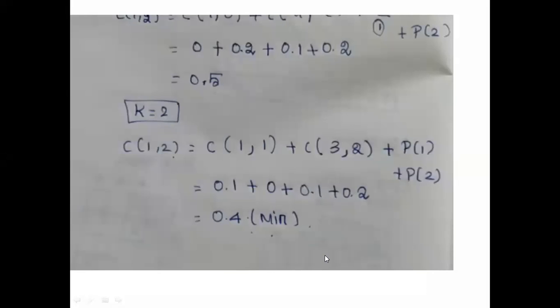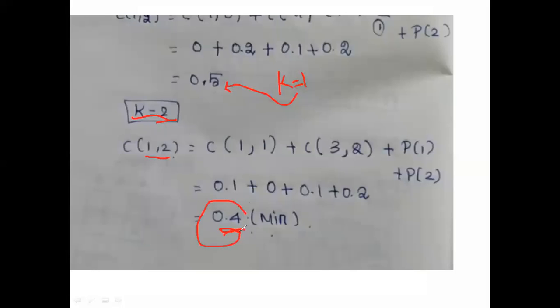Okay. Now, please listen carefully. For C of 1 comma 2, when k equal to 2 the value is 0.4. When k equal to 1, the value is 0.5. Which is minimum? 0.4 is minimum. Which value of k gives the minimum? Substituting k equal to 2 gives that minimum value.